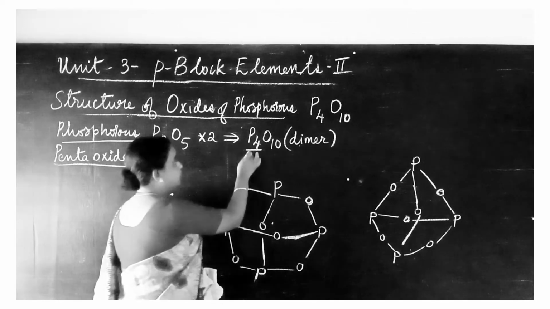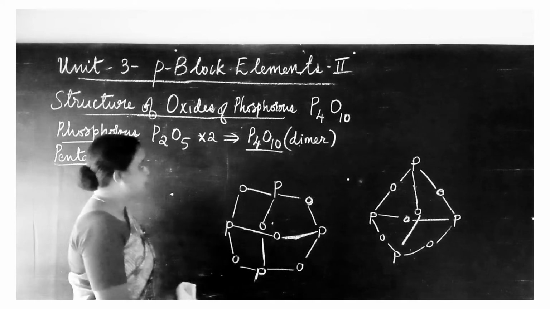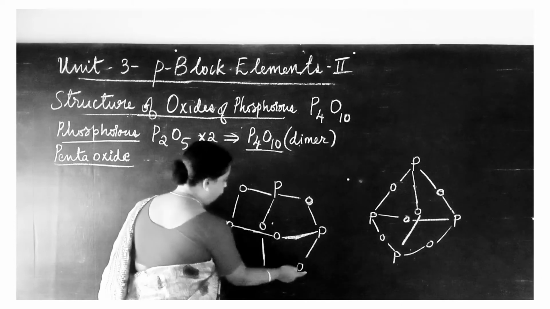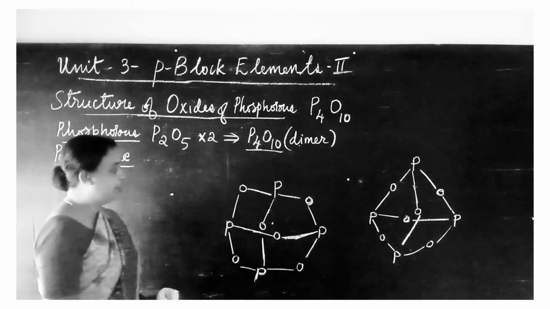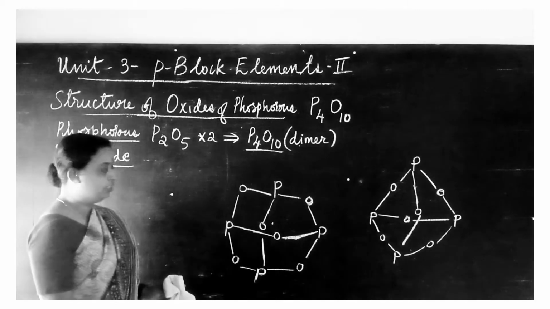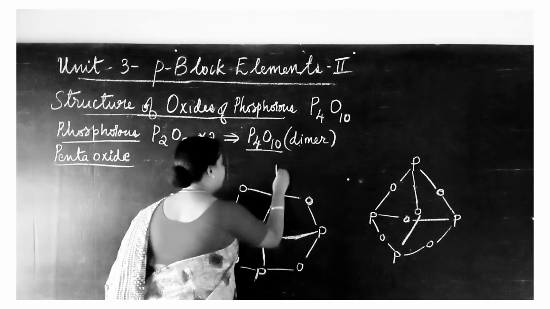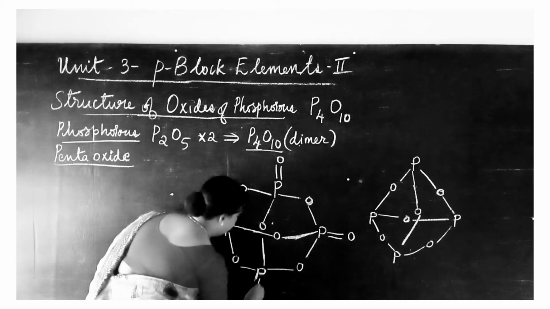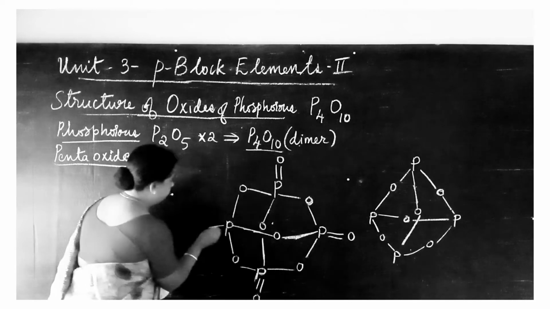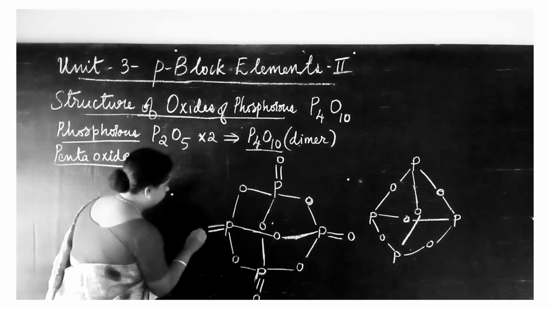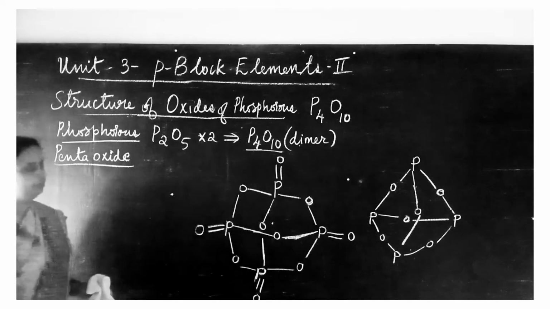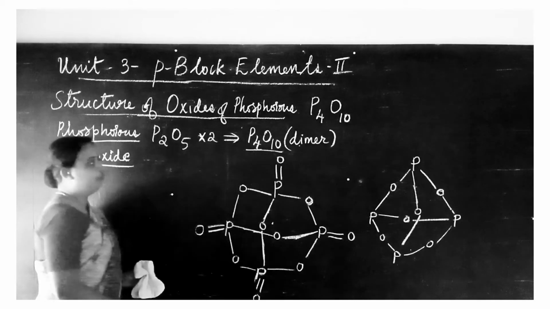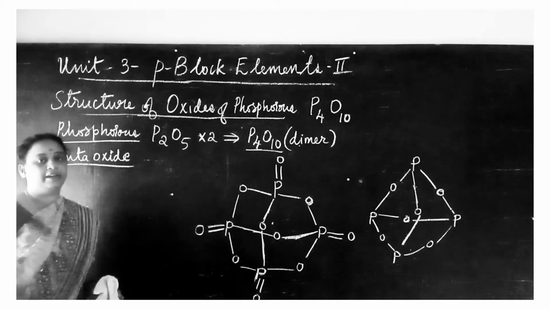Now we want the structure for phosphorus pentaoxide. Okay. So how many oxygen atoms? There should be 10 oxygen atoms. So 1, 2, 3, 4, 5, 6. Only 6 oxygen atoms are there. So another 4 oxygen atoms are required. So I just put a coordinate bond over here. Yes. To all the phosphorus atoms, I just put a double bond O. So this is the structure of phosphorus pentaoxide.